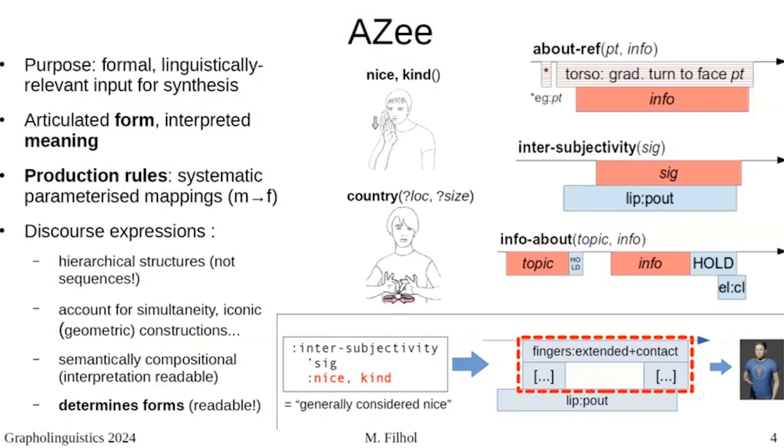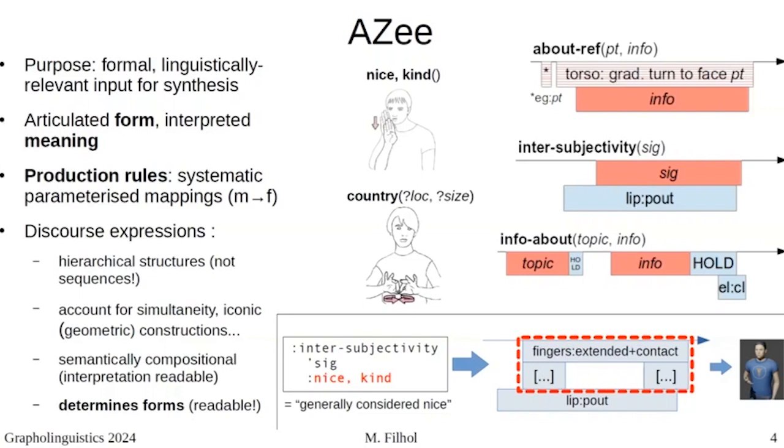We built production rules. A production rule is something that encodes a systematic mapping between a meaning and a form. So we have examples here. For example, nice or kind is the meaning, produces this form. I've only put the diagram here, but I could have drawn a timeline saying you start here and put articulatory constraints and stuff. And so you start here, you brush down your cheek this way. Right, here's a most simple fixed form production rule.